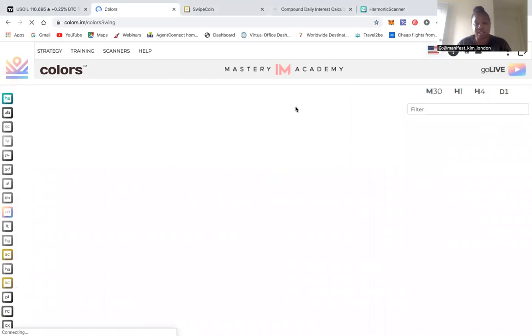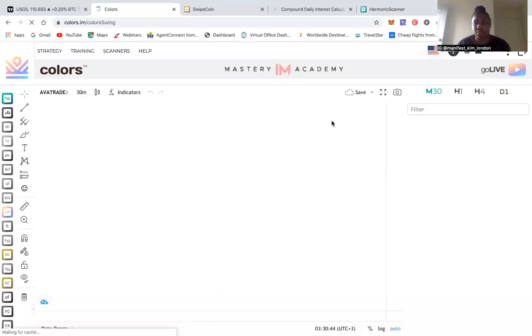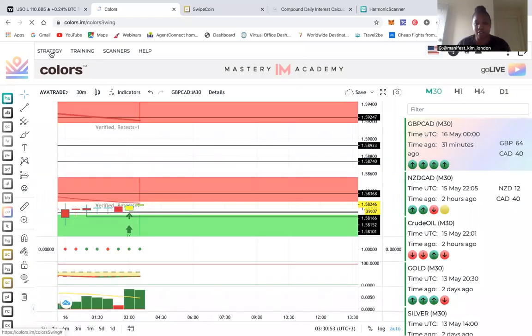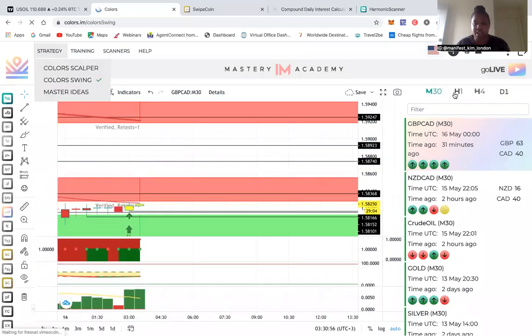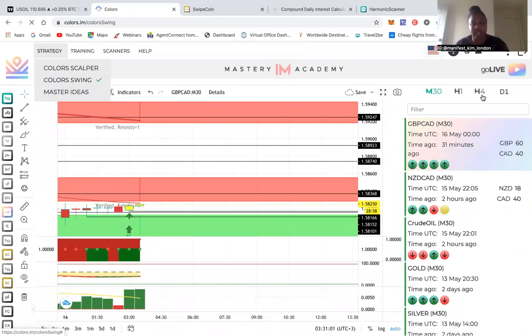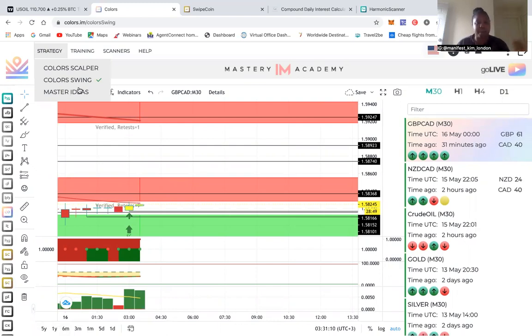Listen guys, this is a big game changer. I don't think Doc Smith can make this easier for nobody, guys. The Color Swing has M30, H1, which is the 1 hour time frame, the 4 hour time frame, and the day chart. And this is where it comes down to you learning how to use colors as well, right? And then you have your master ideas there.